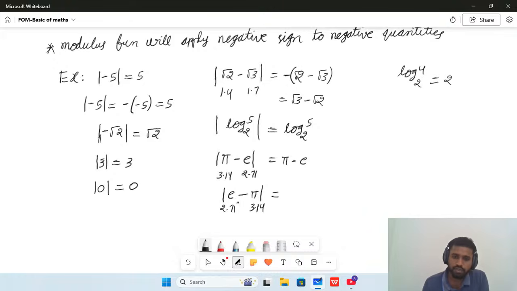So this modulus will apply a negative sign to e minus pi, so the output will be minus of e minus pi. So what is minus of e minus pi? Minus of e minus pi is pi minus e. This is how modulus operates on these negative numbers. So, are you clear about this modulus function, what the work of the modulus is, and how it operates on negative quantities?